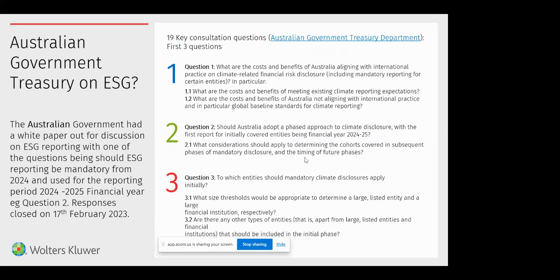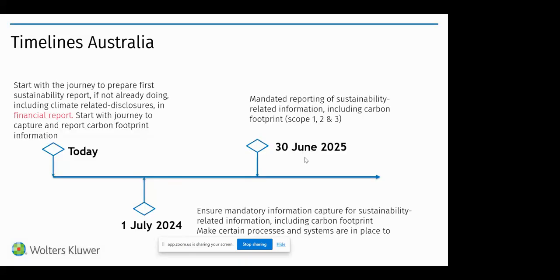So they're trying to work out when people should start doing the reporting. Most of the things that we think are going to happen is that the larger companies will have to comply with mandatory reporting by the 2024-25 financial year. So really, companies, if they haven't already started, need to start their journey.